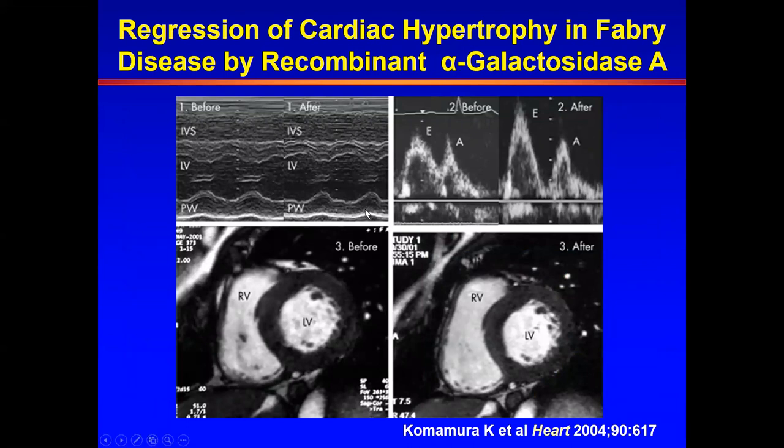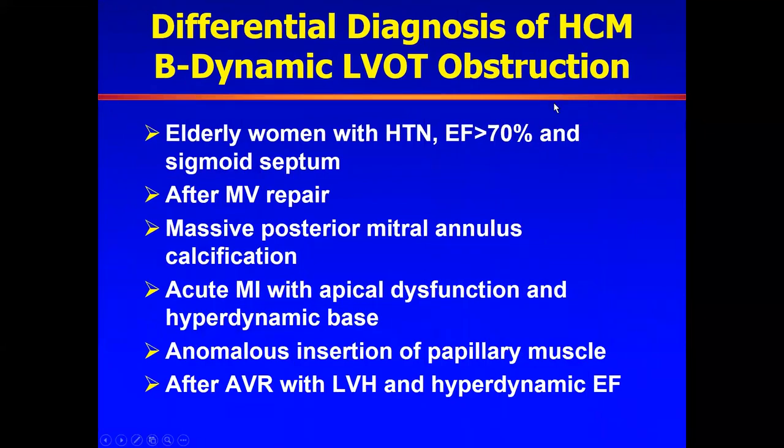Example of Fabry disease that improved with recombinant alpha-galactosidase A treatment is shown here. Septal thickness is less by echo and also less by CMR. Actually, wall thickness around the ventricle looks much better after treatment, as well as the mitral inflow pattern. The other differential is the dynamic obstruction, and you can see this in elderly women with a sigmoid septum. It's an entity by itself that was described by Dr. Topol many years ago. These patients do not have hypertrophic cardiomyopathy, but can have SAM and dynamic obstruction.